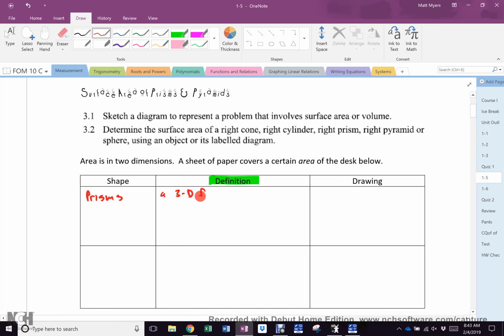So the prism is a 3D figure with two, I don't want to say similar, two congruent, which means they're exactly the same, two congruent faces. And they are separated by rectangles. Now, that's a definition. We can all get our minds around that, yes?